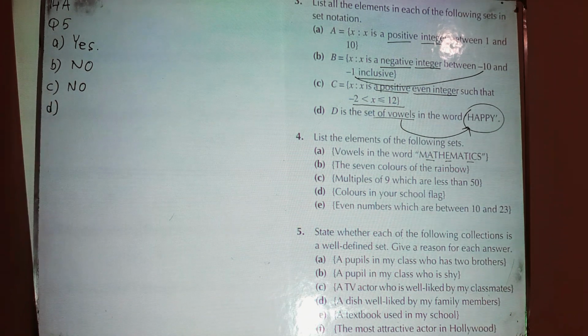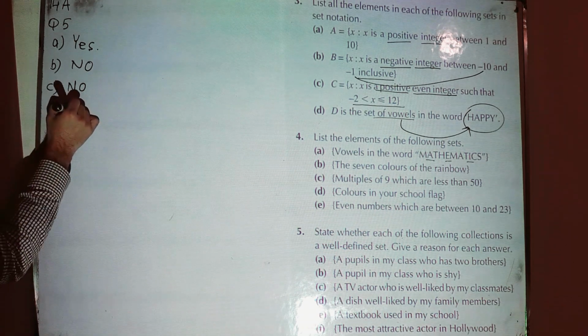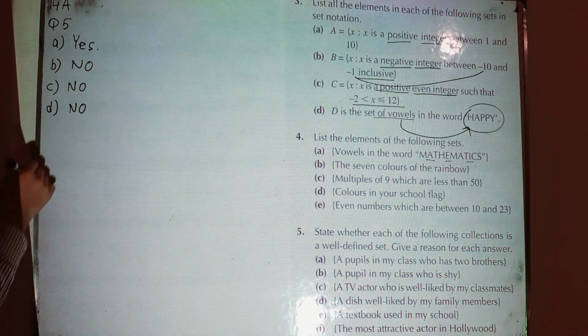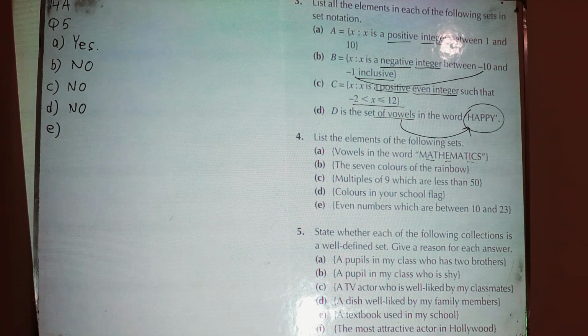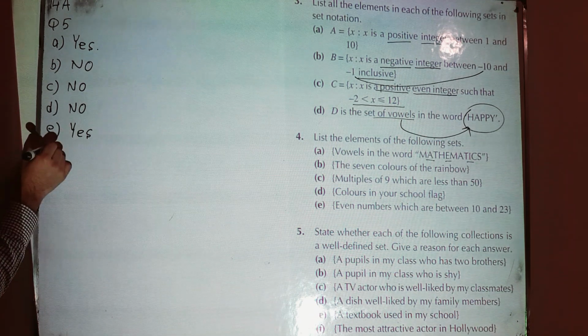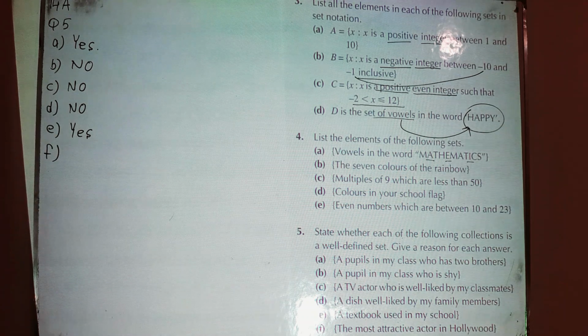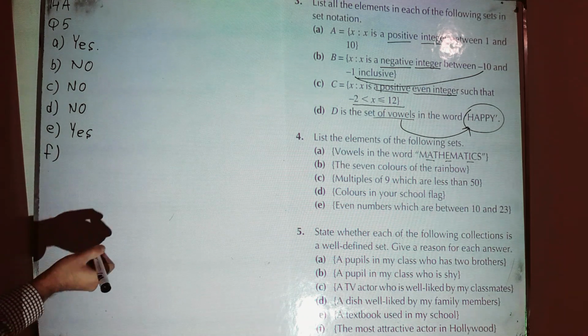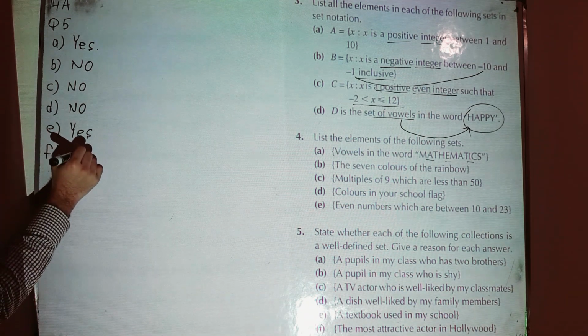Part D, a dish well liked by my family members. So there may be many dishes, not a specific one. So it is not well defined. Part E, a textbook used in my school. Yes, that is well defined because that is now restricted to my school and I can enlist that. So that is well defined. In part number F, the most attractive actor in Hollywood. Well, there may be many. So that is not well defined. So answer is no.